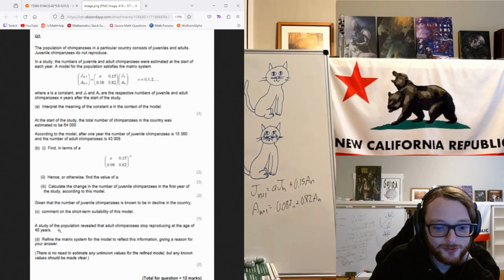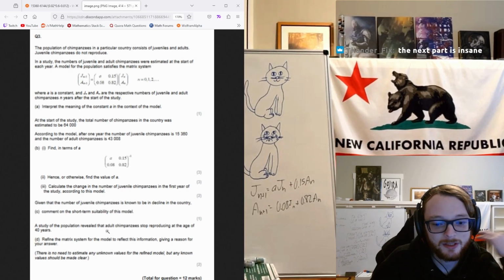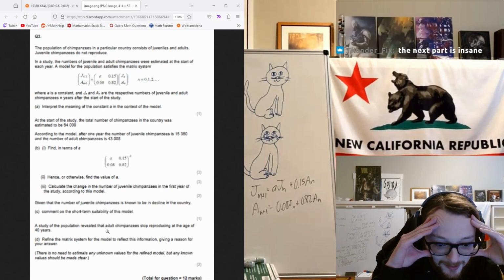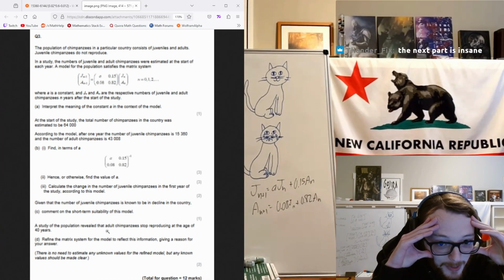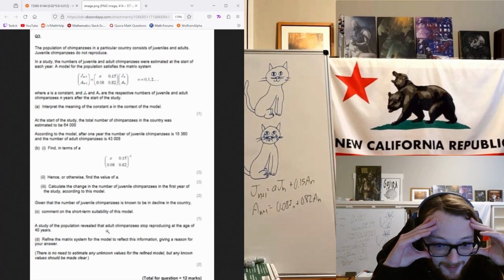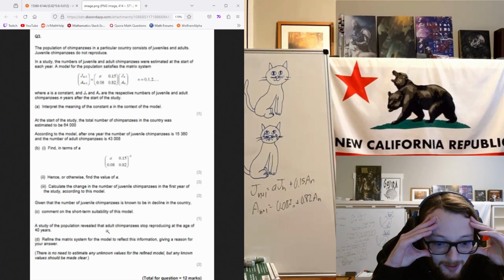A study of the population revealed that adult chimpanzees stop reproducing at the age of 40 years. Refine the matrix system for the model to reflect this information, giving a reason for your answer. There's no need to estimate any unknown values for the refined model, but any known values should be made clear. So you get to name like a B or something here? Virtual cookie if you get it.